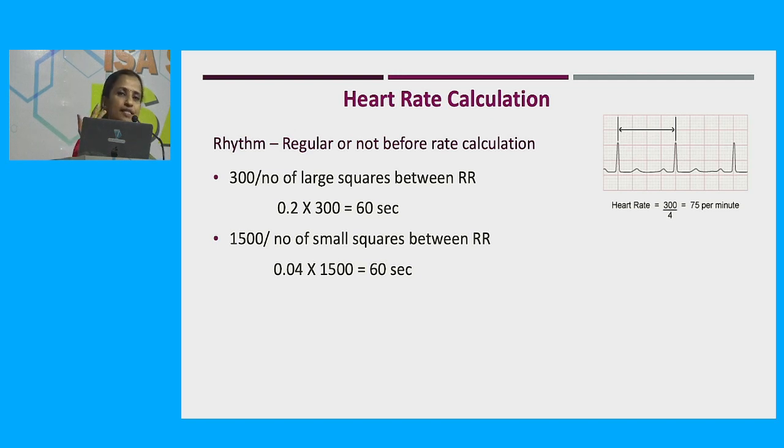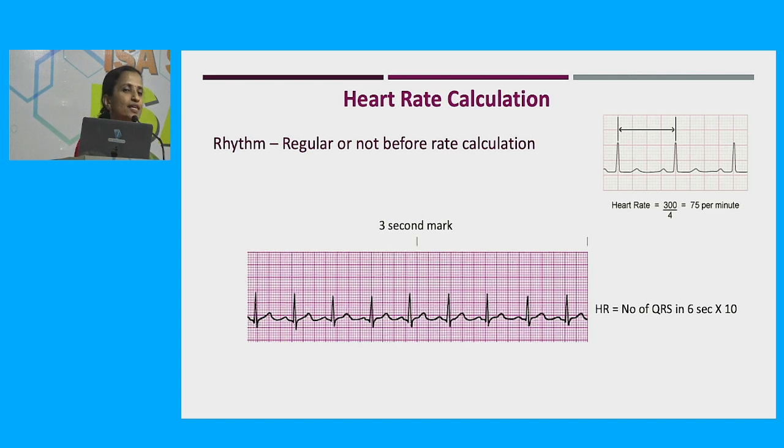Suppose the heart rate is irregular. The rhythm is irregular. How do you calculate the heart rate then? I will help you. If the rhythm is irregular, you look at the rhythm strip, there will be 3 seconds marks. So between the 3 seconds, calculate how many QRS complexes and multiply by 10. That will give the heart rate for 1 minute.